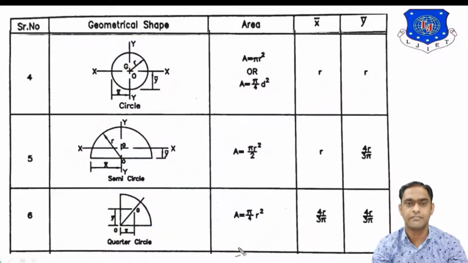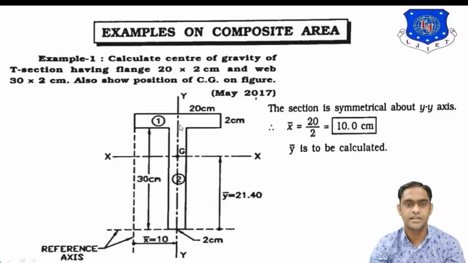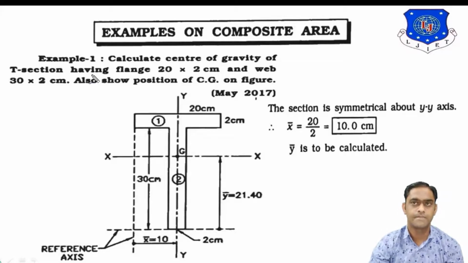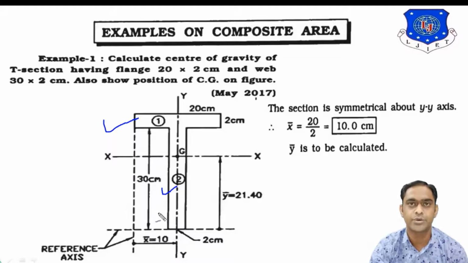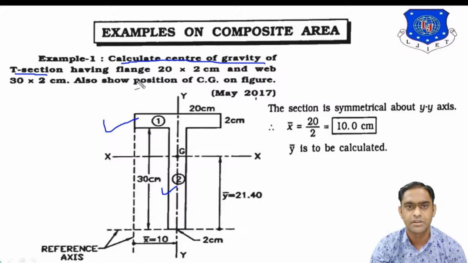Okay, let us check the first example over here. What is written? Examples on composite area. Composite means what? More than one parts are combined together to form an object. Suppose in this example, there are part 1 and part 2, means two rectangles are connected together to form a T section. Okay, so what is given in the example? Calculate the center of gravity of T section having flange 20 by 2 cm and web 30 by 2 cm.